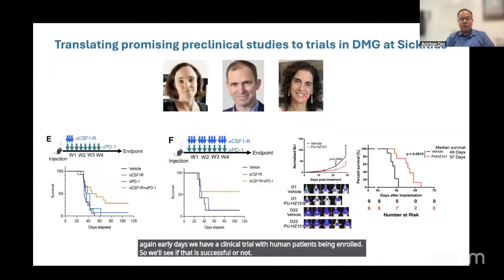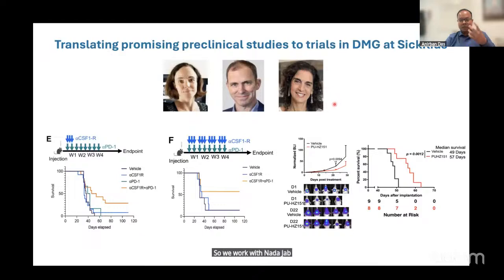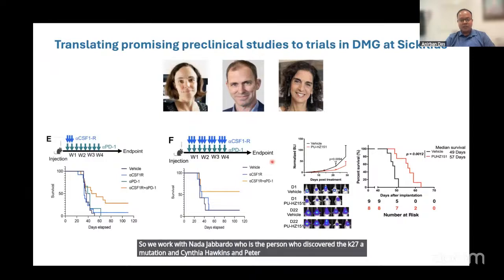So we work with Nada Jabado, who is the person who discovered the K27M mutation, and Cynthia Hawkins and Peter Dirks and Sikkis. We are fortunate to have these stalwarts who discover stuff. And we have many exciting clinical trials involving inhibition of anti-CSF1R or the macrophages with checkpoints. So this is all ongoing work.